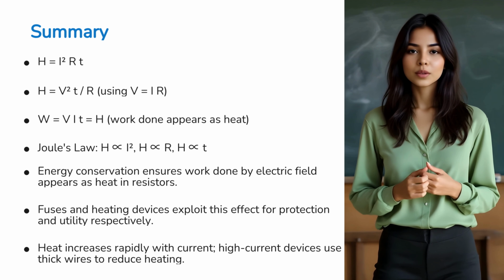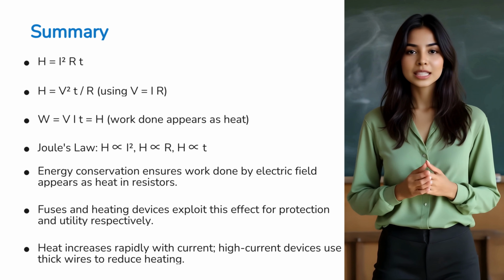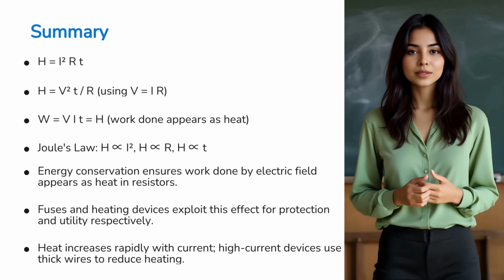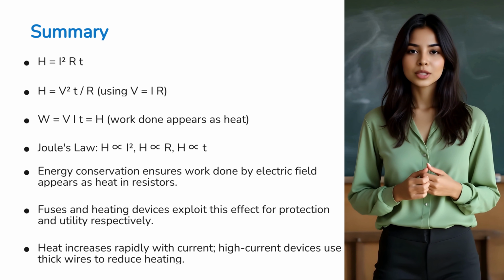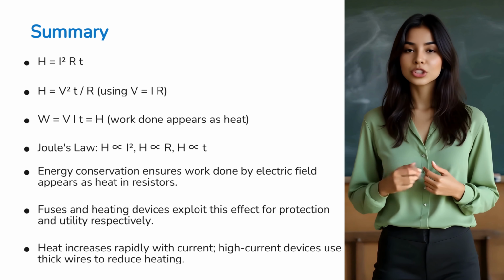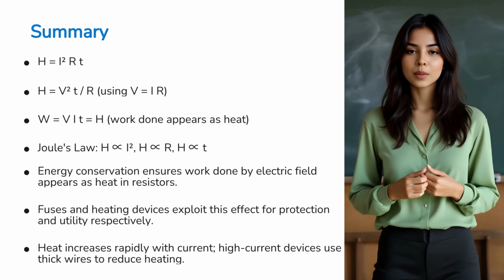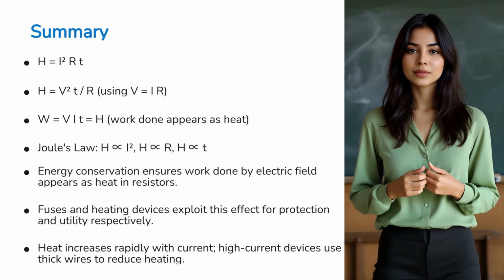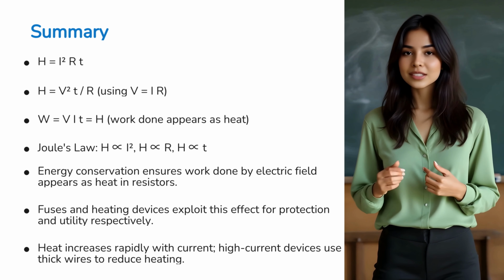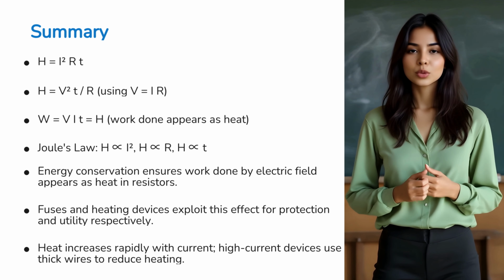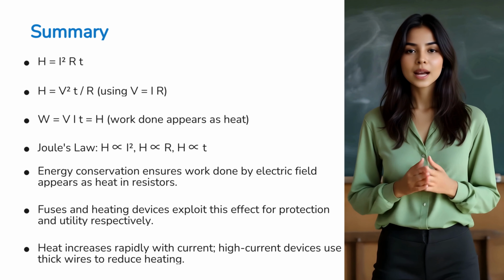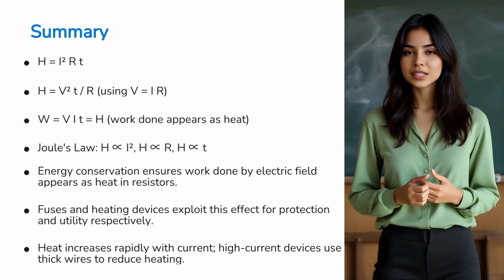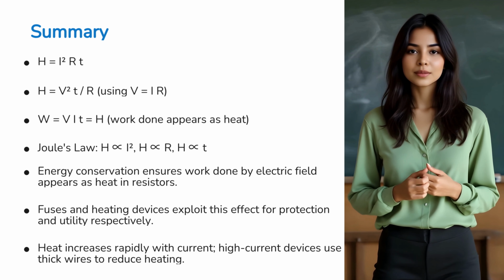Using Ohm's law, it can also be expressed as heat equals voltage squared times time divided by resistance. Work done by current in the circuit, given by voltage times current times time, appears entirely as heat, energy conservation in action. Joule's law tells us that heat varies directly with the square of current, resistance, and the duration of current flow, so even a small increase in current can cause a big jump in heat.